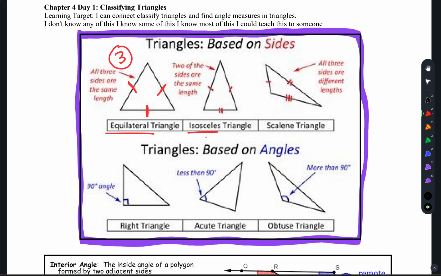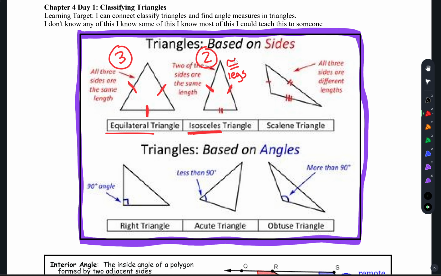Our next vocab word is isosceles. Yes, you do need to know how to spell isosceles. And it is when 2 of the sides are congruent. We call those the legs. So it has 2 congruent legs.